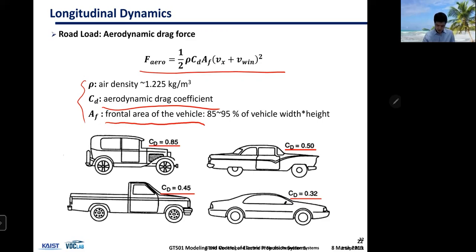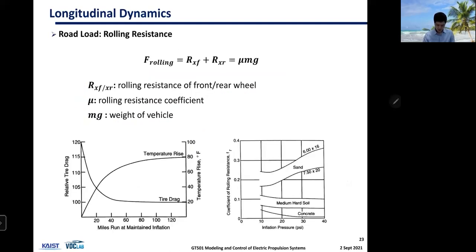And you can see some examples of aerodynamic coefficients from different cars. So in the old days, it started with a high number, and with all the aerodynamic technology coming in recently, now it's getting lower than 0.3. So lower the better, which is less resistance.